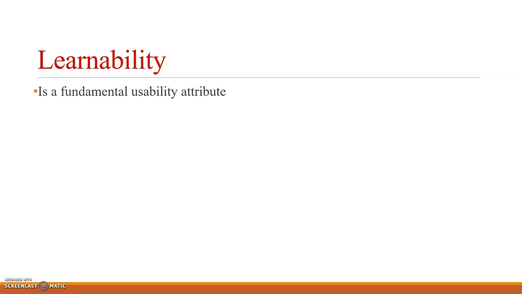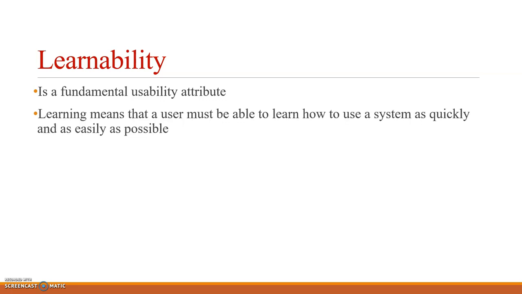So the system should be easy to learn so that the user can rapidly start getting some work done with the system. That's why it is considered to be the fundamental usability attribute. So learnability means that the user must be able to learn how the system works. He should not take much time in understanding how things can be done with that system.